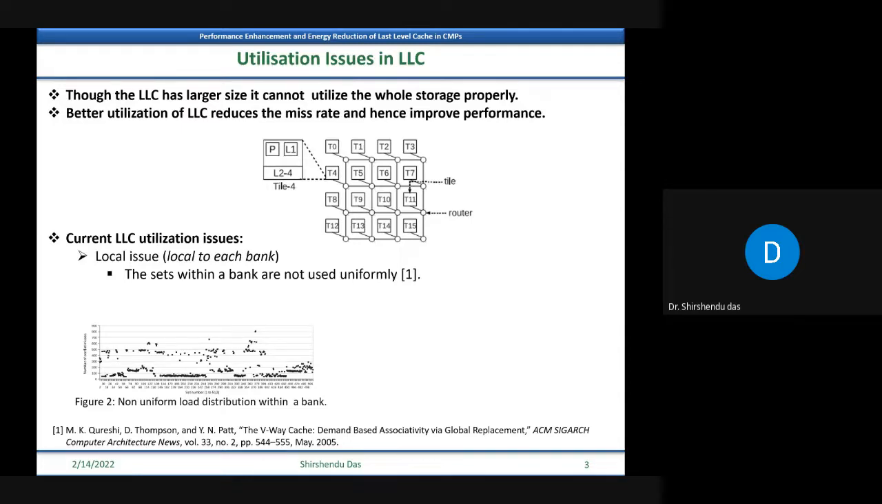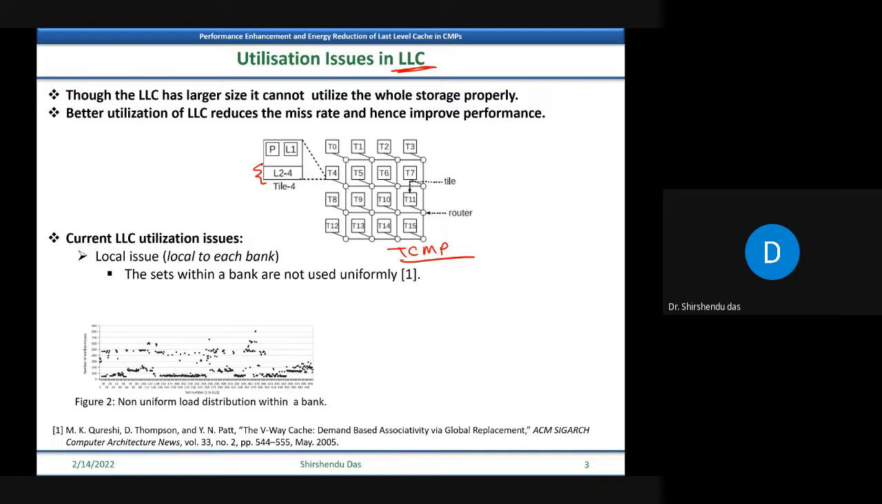When we discuss utilization issues in LLC, I mainly mean LLC in TCMP. So this diagram is TCMP, right? Tile based CMP, tile based chip multiprocessor. So if you concentrate on each L2 bank, each L2 bank is an independent set associative cache. There are 16 tiles, so there are 16 LLC banks.